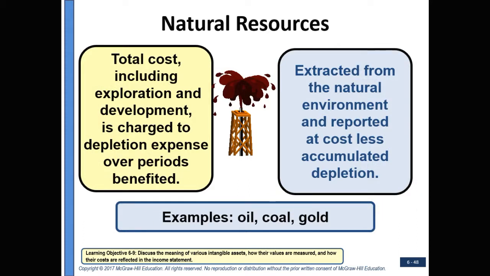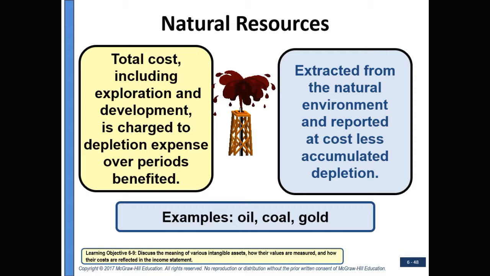Moving forward to natural resources. Natural resources are a little bit different as well from other types of assets. The total cost of a natural resource is going to include exploration and development and is charged to what is called a depletion expense over the periods benefited. Natural resources are extracted from the natural environment and are reported at cost less their accumulated depletion.